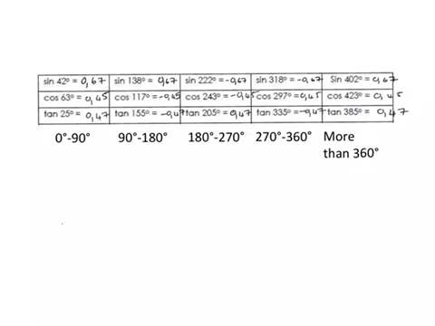So between 0 to 90, all of our answers are positive. Between 90 to 180, only sine is positive. Between 180 to 270, only tan is positive. And from 270 to 360, only cos is positive. And if we start again, greater than 360, they're all positive.